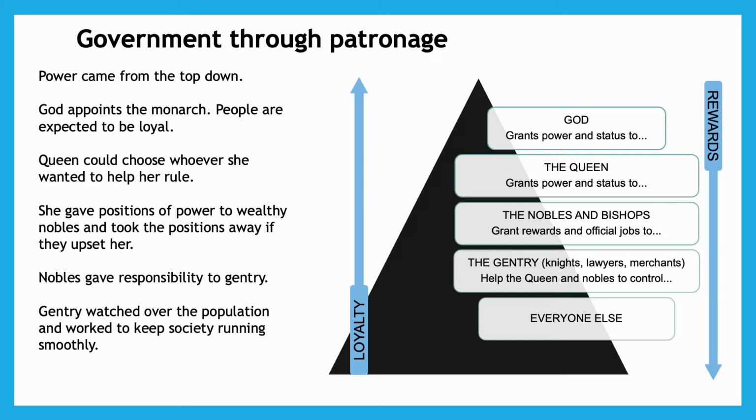Power came from the top down, as you can see in the hierarchy on the right hand side. God grants power and status to the monarch, the queen, and people are expected to be loyal to the queen. She can then choose who she wants to rule and gives positions of power to wealthy nobles, and you can take away positions if they upset her. You can see how this hierarchy works throughout Elizabethan society.